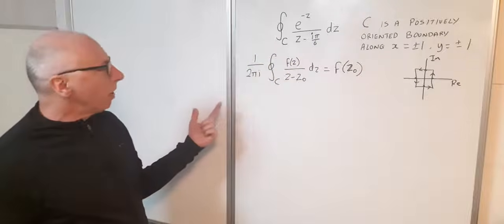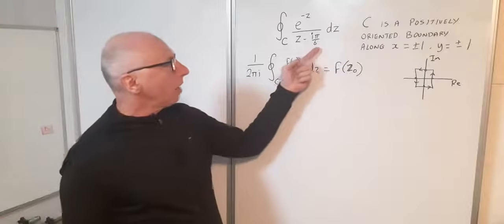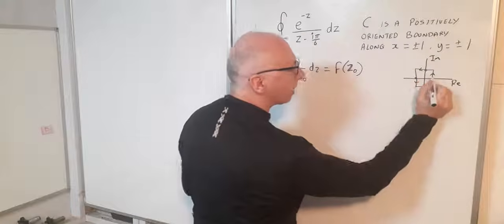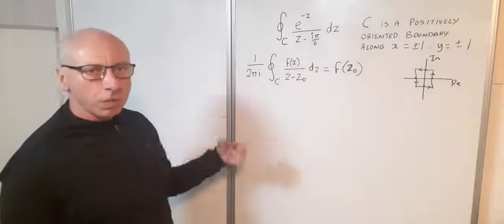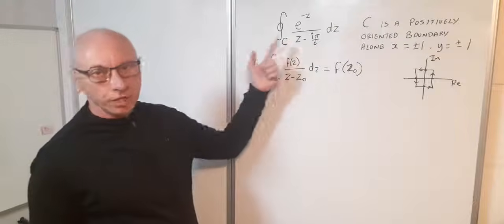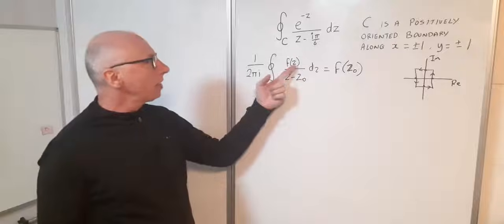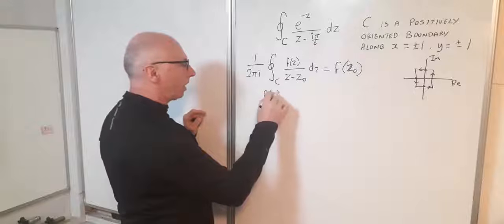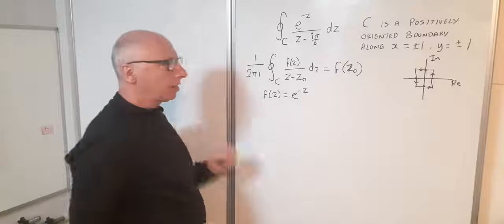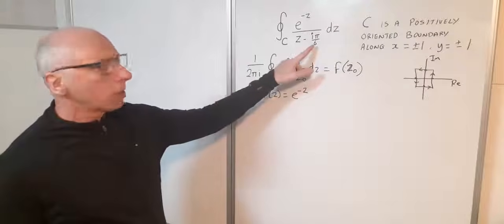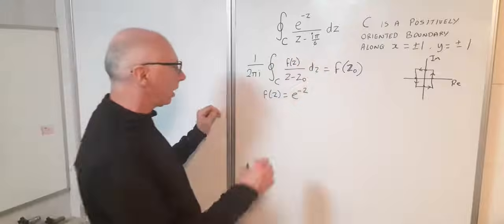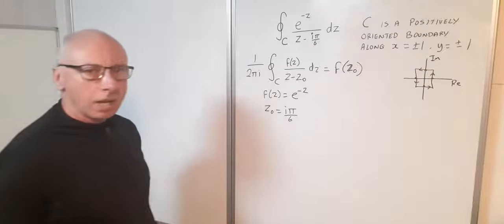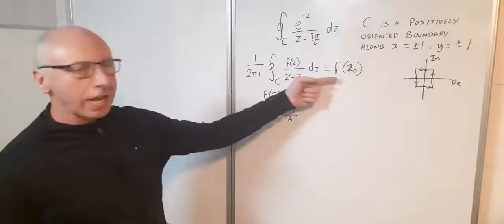So with that in mind, first of all, do we see where i pi over 6 is? It would be somewhere inside this closed contour. So we can use this integral formula to solve the integral. With that, our f of z would become e to the minus z, because we would withdraw that. So f of z equals e to the minus z. And then our z0 will become our singularity, which is i pi over 6. Then to solve that, we just plug that in.